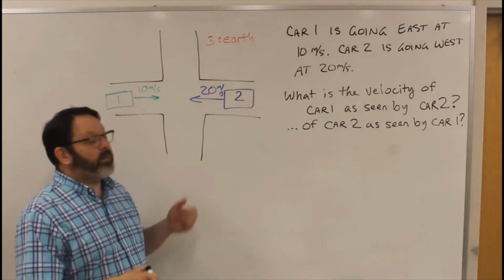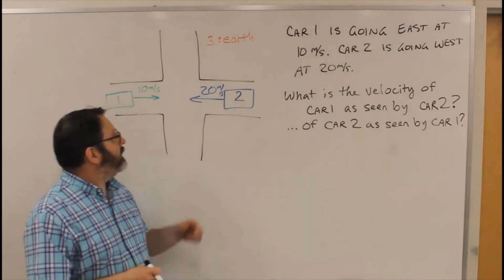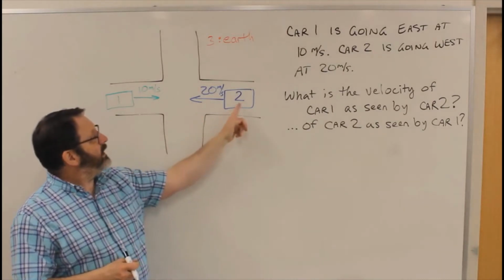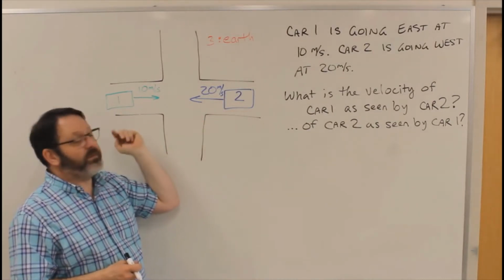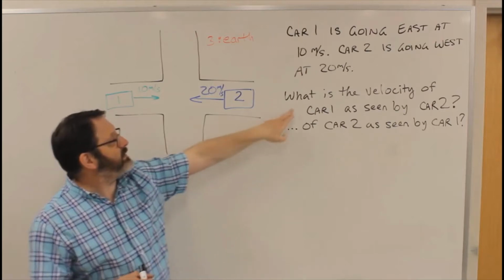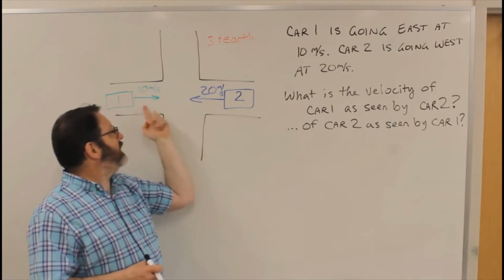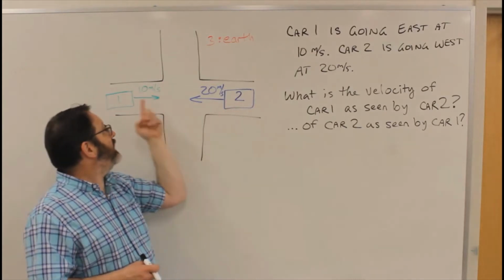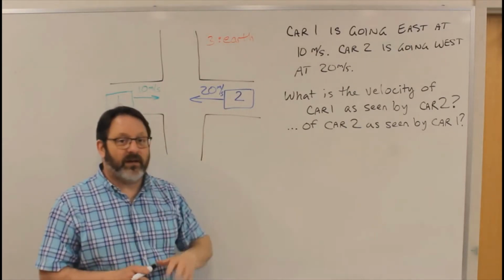This is an example of a problem on relative motion. So we have a car going east at 10 meters per second and a car going west at 20 meters per second. And the question is, what's the velocity of car 1 as seen by car 2? And what's the velocity of car 2 as seen by car 1?